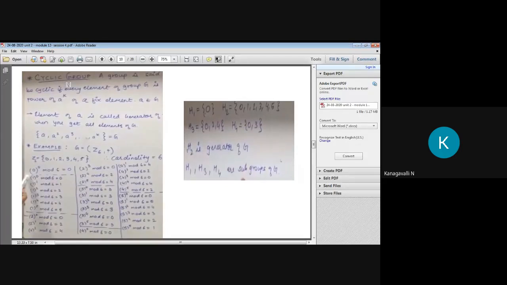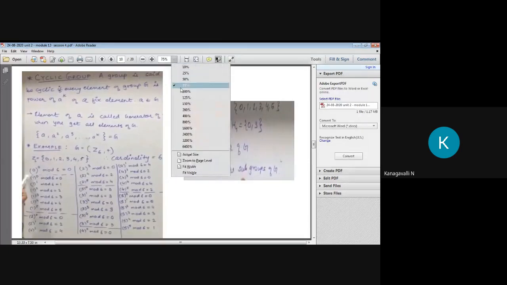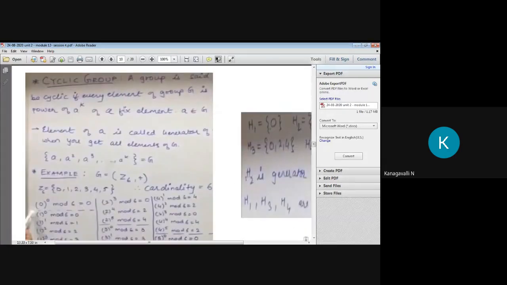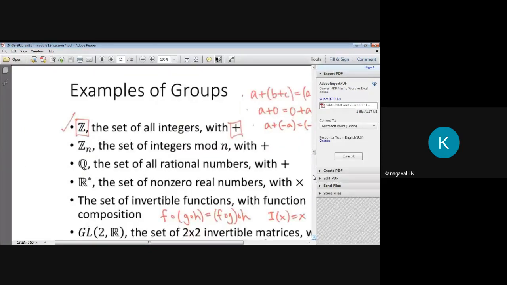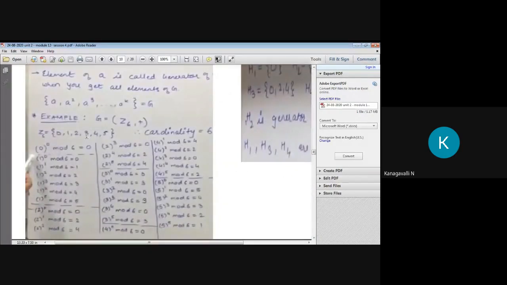Our cyclic group: a group is said to be cyclic if every element of group G is a power of a, that is a^k. The same thing as in the previous one, right? We need to calculate our generator. So see here it is Z6 with plus. So it is an addition operator, right? So our group is 0, 1, 2, 3, 4, 5, right? Because we are given the integer as 6, right?